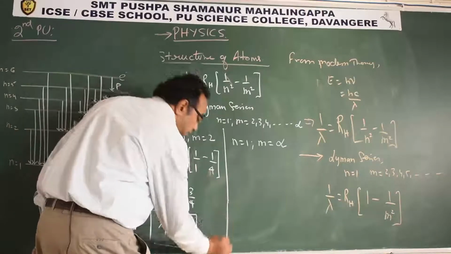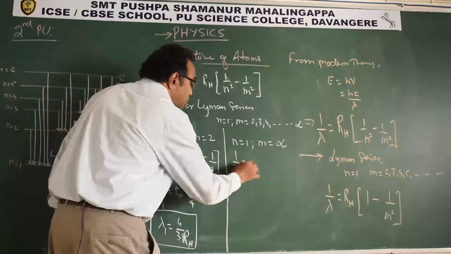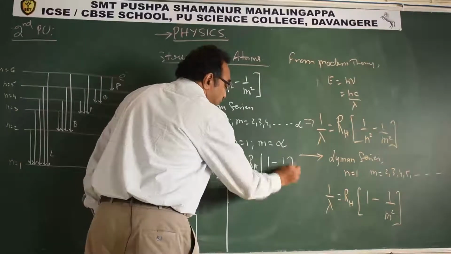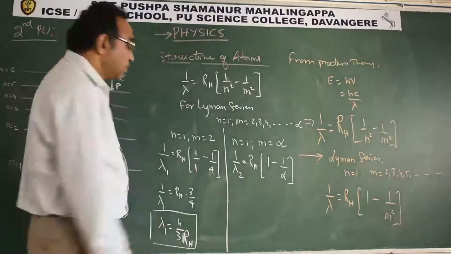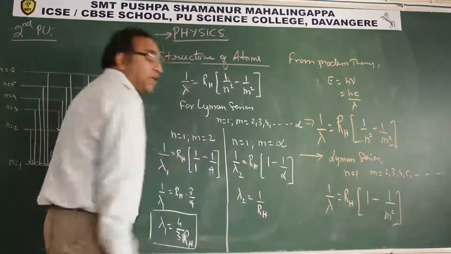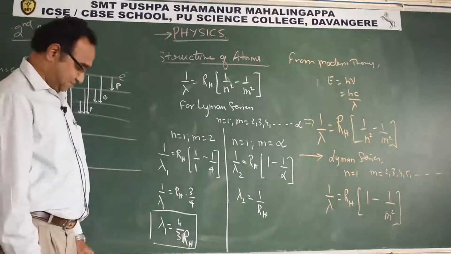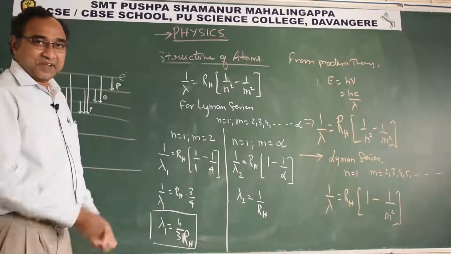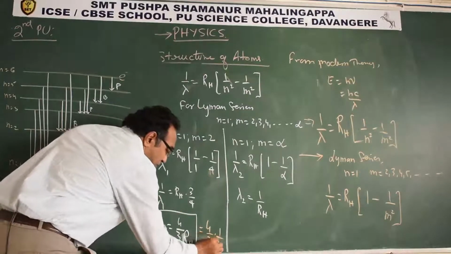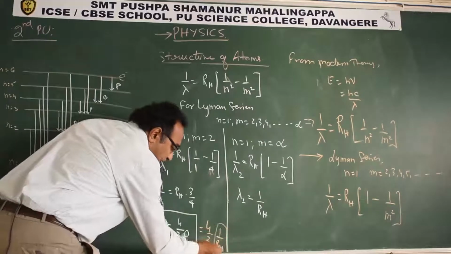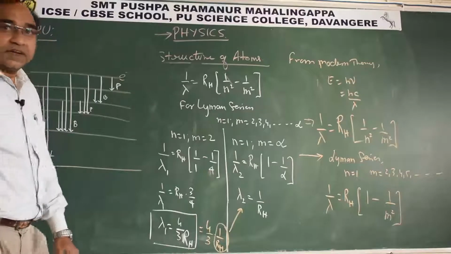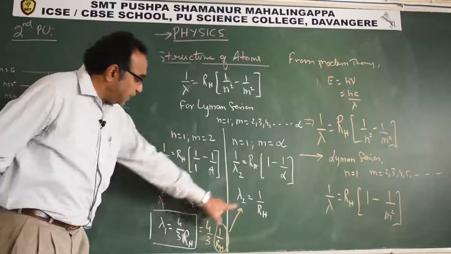Now let us go to the second one. I will write this as 1 by lambda 2. What we get? RH into 1 minus 1 by infinity. And 1 by infinity is what? 0. So what we get? Lambda 2 is how much? 1 by RH. So please tell me which one is greater. See here, this equation. Lambda 1 is nothing but 4 by 3 into 1 by RH. Na? What is 1 by RH? Lambda 2. Isn't it? So lambda 1 is 4 by 3 times lambda 2.